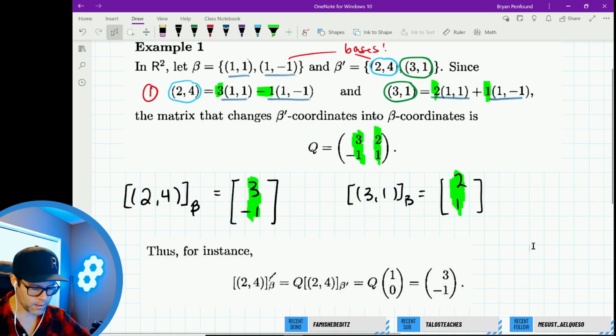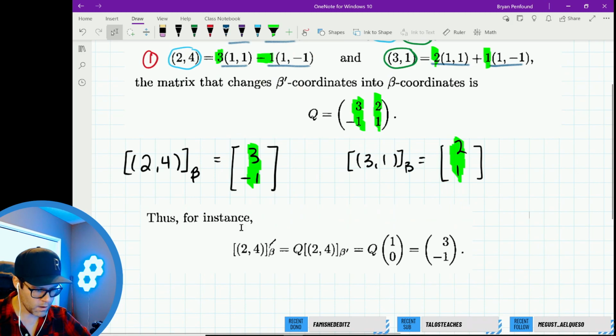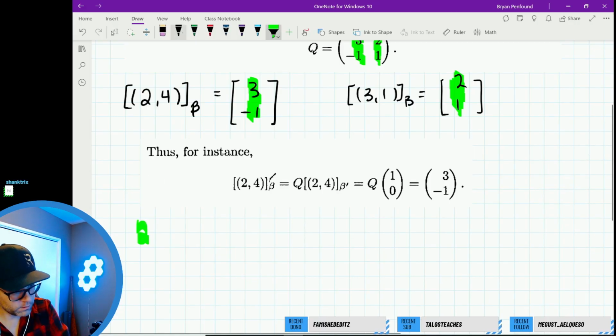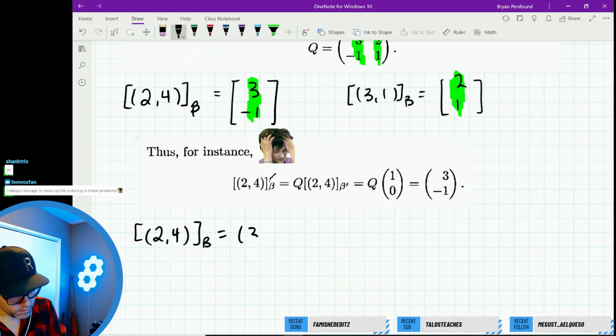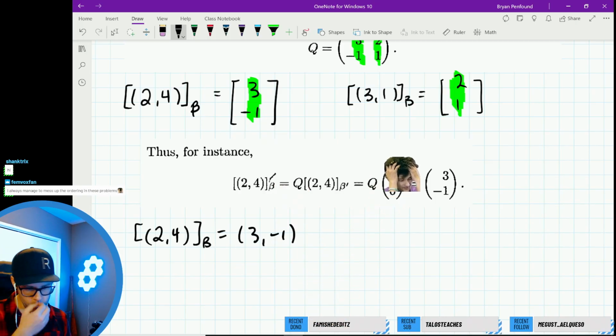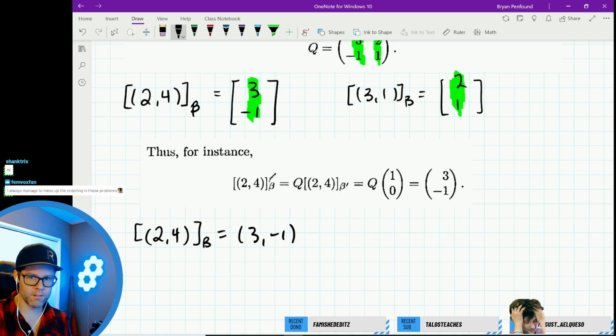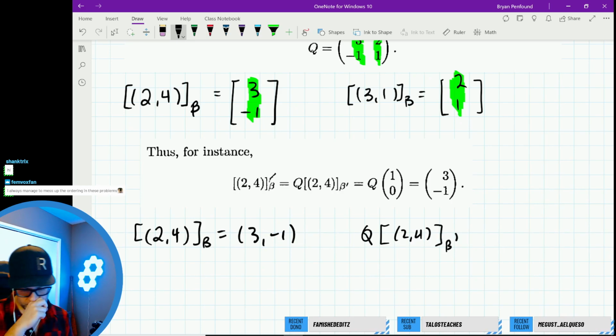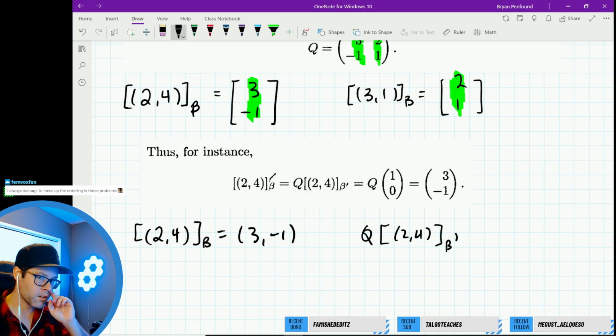They say, for instance, if I take (2, 4) with respect to basis beta, we already know what that is. That's the vector (3, -1). So they're saying that this particular vector (3, -1) should be the same thing as taking Q and multiplying (2, 4) with respect to its own basis.